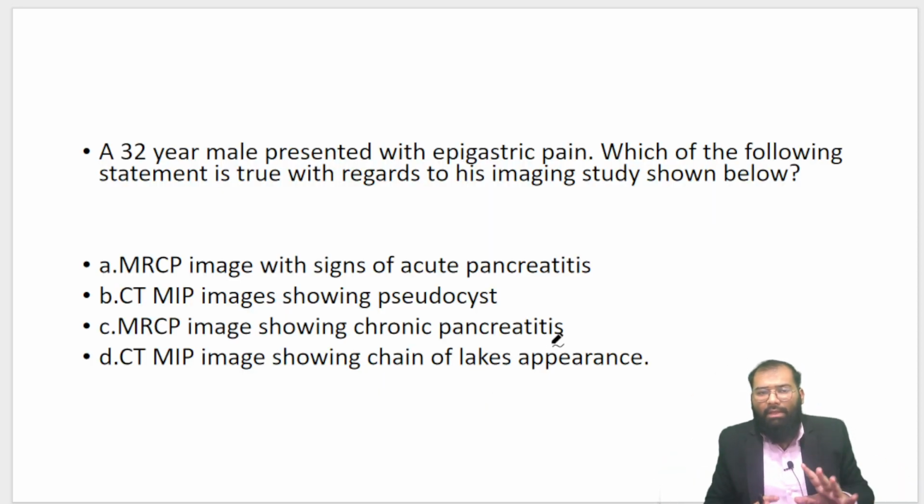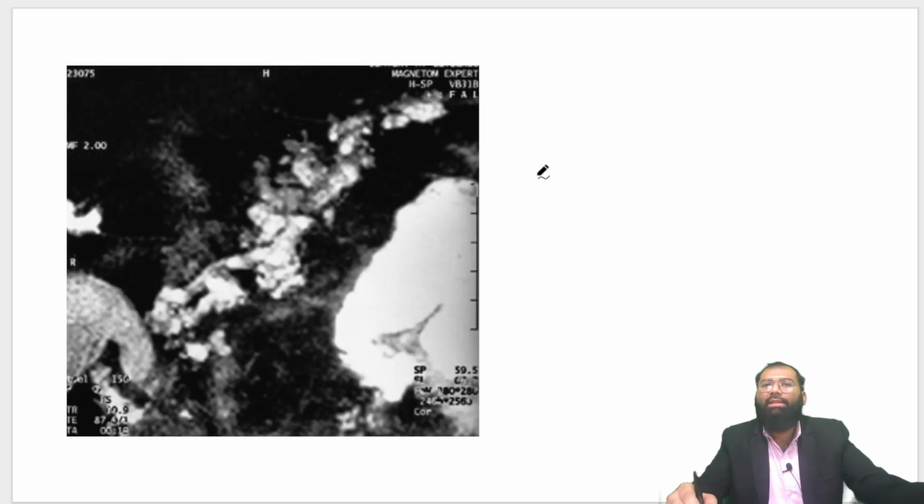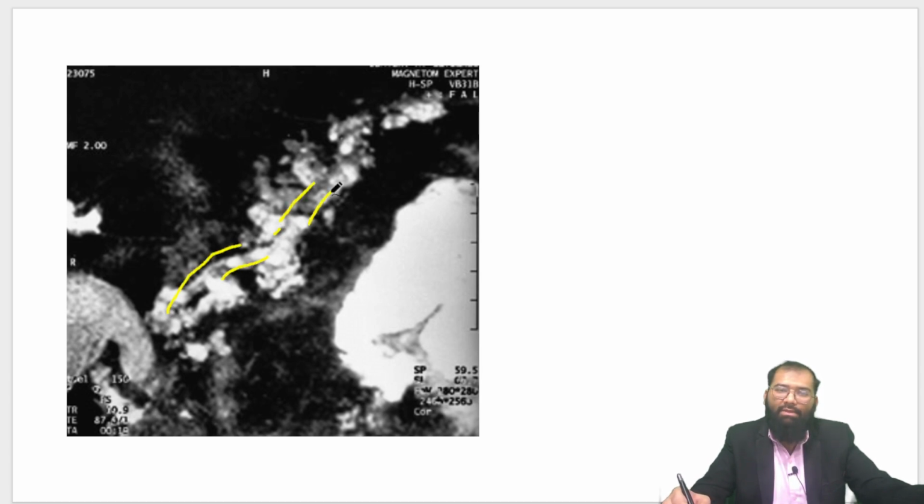Okay. Now, a question which I would like to discuss on pancreatic imaging, a very important concept. 32 years old, presents with epigastric pain. What is true regarding the imaging study which is shown below? So let us see the imaging study. There is a section which is showing you just the area of pancreas with dilated duct and multiple diverticulae like appearances arising from the duct. Okay, so this fluid is bright, right?